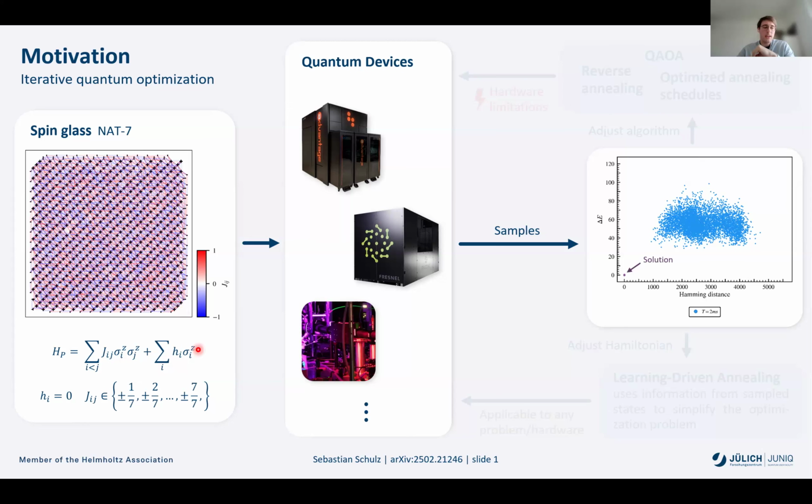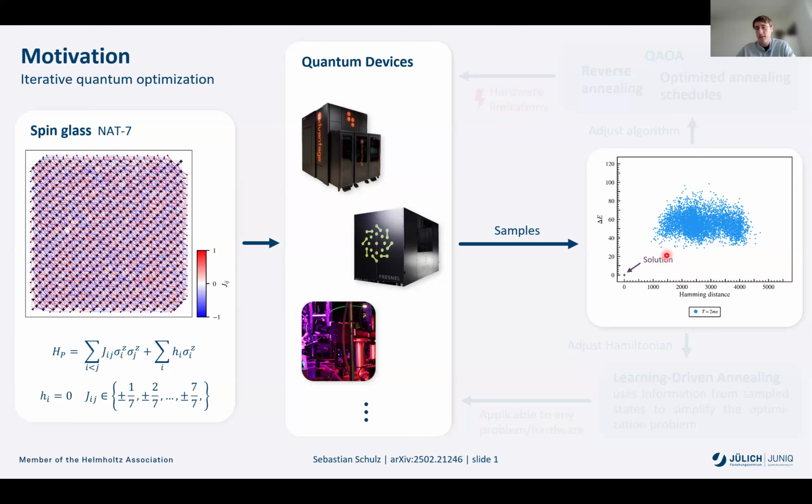And of course, we do this. We take our Ising Hamiltonian, we submit this to the D-Wave machine, and at the end we get a bunch of samples, so a bunch of states from the quantum annealer. You can see each blue dot is a separate state that the D-Wave system prepares. On the x-axis is the Hamming distance to the best known state, which we call here the solution state, and on the y-axis we have the energy distance to this solution state.